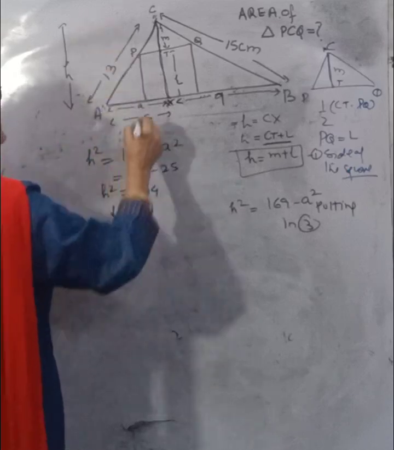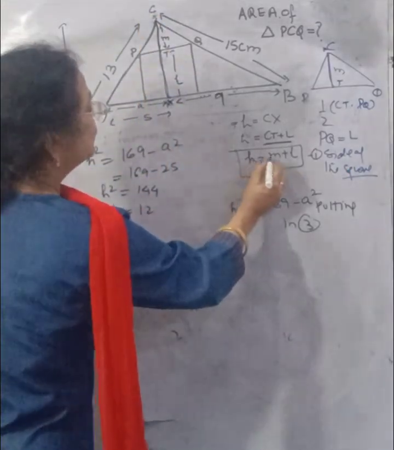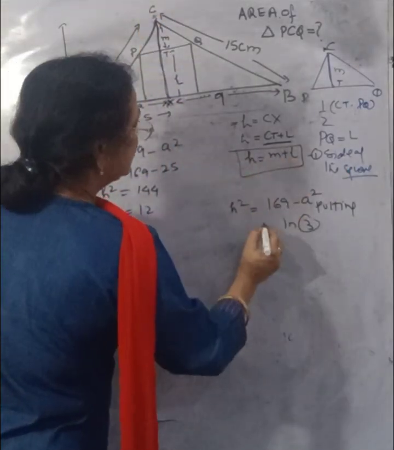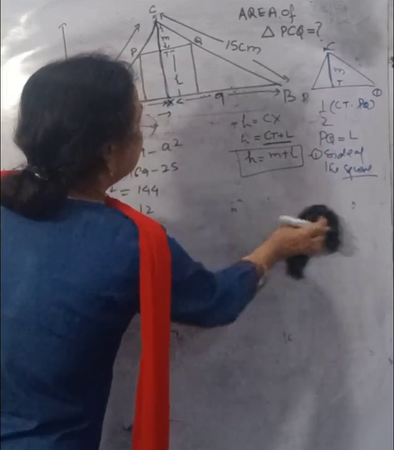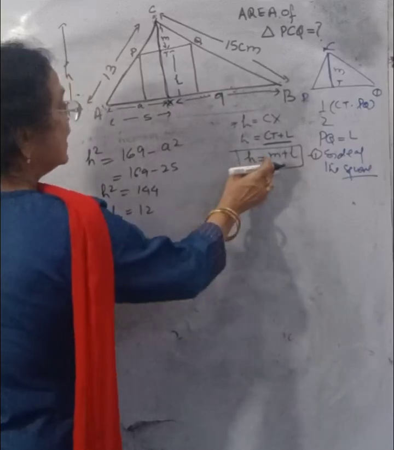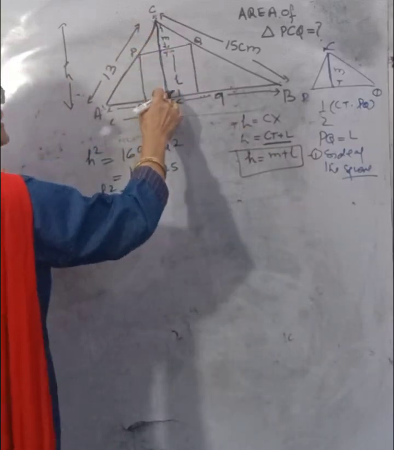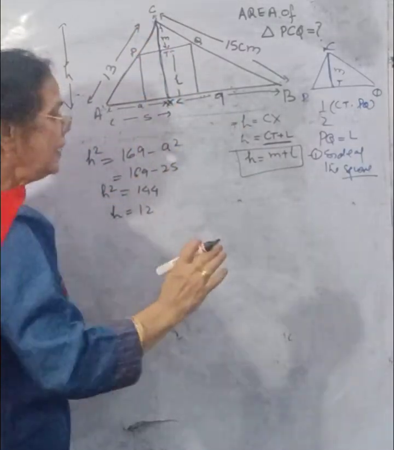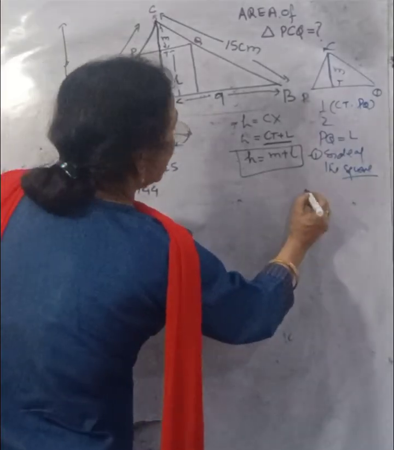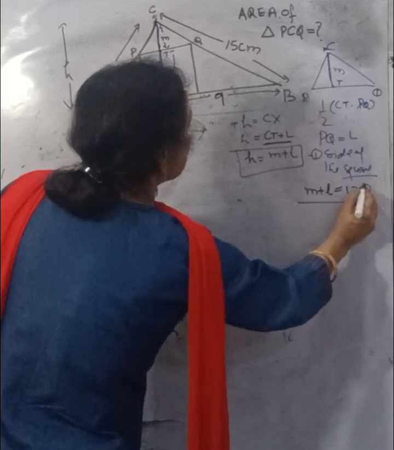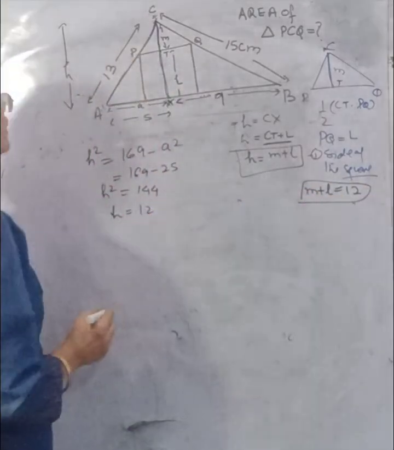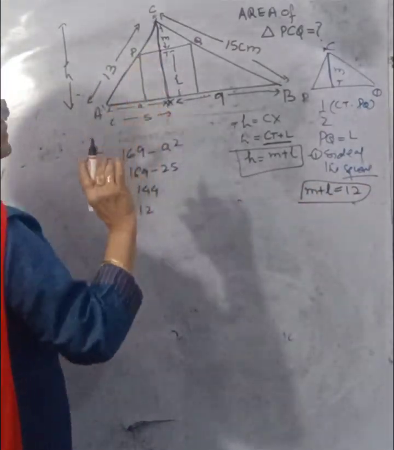Now this total height becomes 12. It means m plus l is equal to 12, another equation we have obtained. This height plus this height is equal to 12. m plus l is equal to 12. This is also to be noted over here.